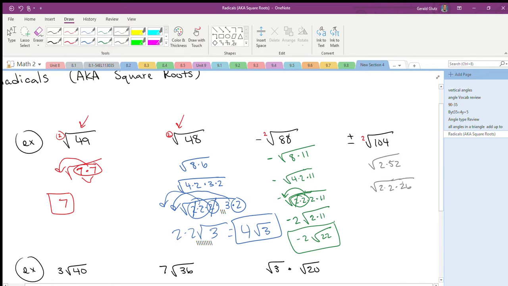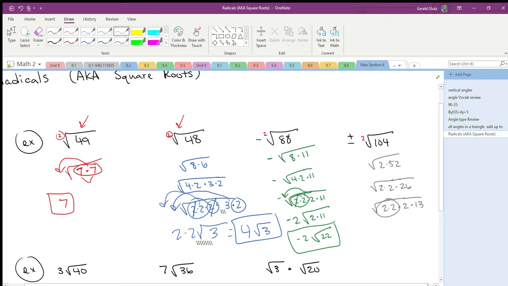Oh, we got another even number. So the 2's are good. So 2 times 2. But then we got to break down this 26. I know that 26 divided by 2 is 13. So 2 times 13. And now I can no longer break down these numbers. They are all prime numbers.